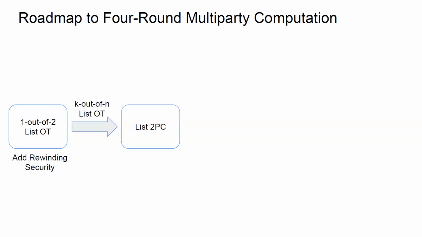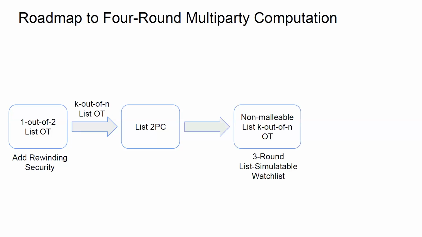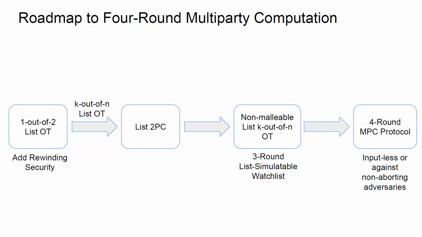So we have this protocol now, and we're going to amplify it and add some type of rewinding security. And we also use this to construct a K-out-of-N list OT protocol, which we then use to realize a list 2PC protocol. This list 2PC protocol is then used to create this non-malleable list K-out-of-N OT, right? Which we can then run in parallel multiple times to get this 3-round list simulatable watchlist. And then this can be used to construct a 4-round MPC protocol in the same flavor for this IPS compiler that we have seen in the beginning.